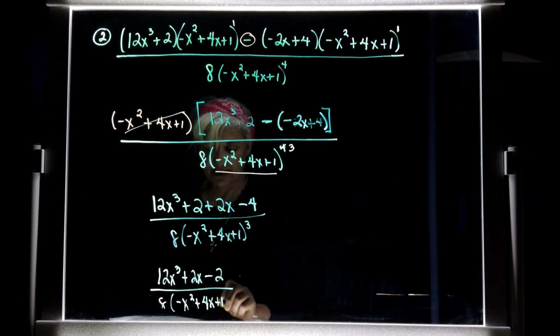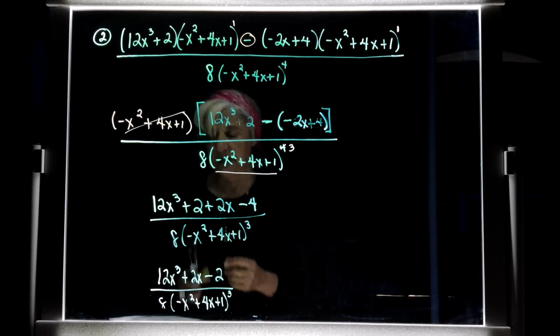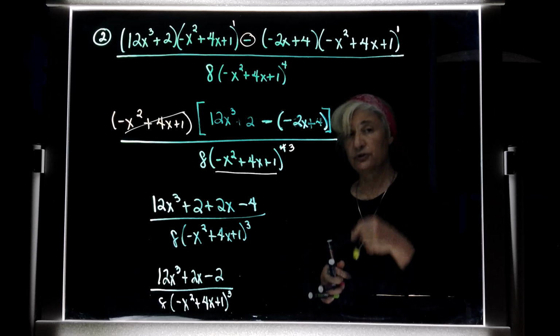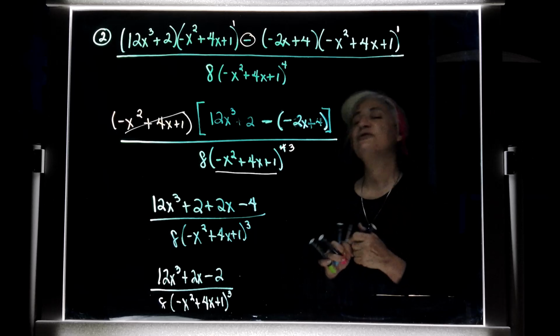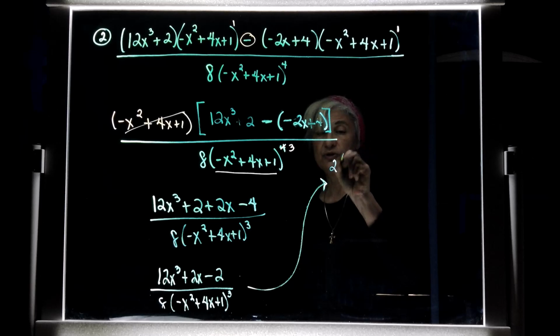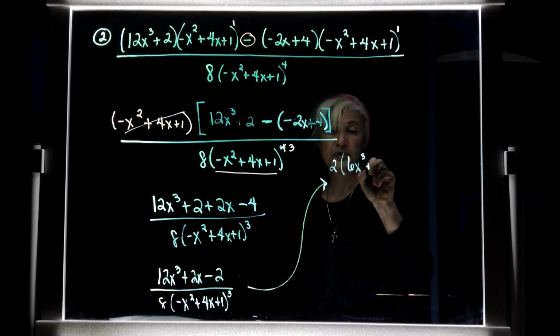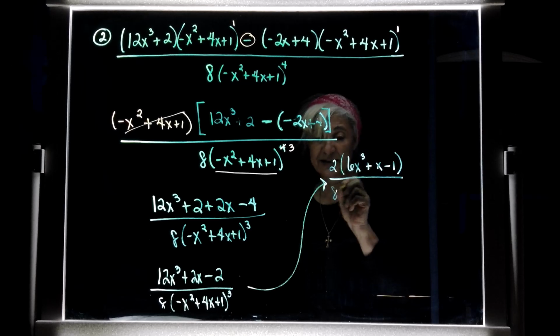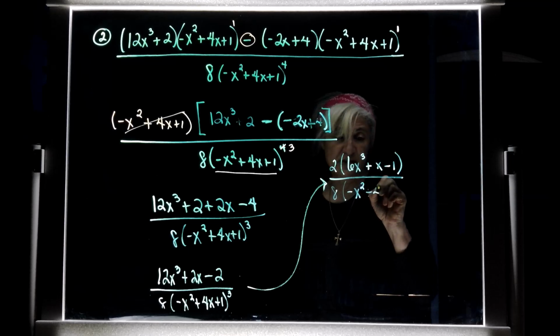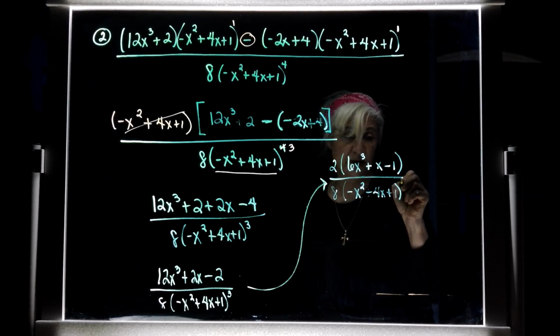And the question we need to ask ourselves is, are we done? Is there any more reducing I can do? What do you think? What did you do on your papers? Some of you said yes, because do you notice in the numerator? You can factor out a 2, can't you? And when you do that, you're left with 6x to the third plus x minus 1. And that's over this 8 times the parenthesis negative x squared plus 4x plus 1 to the power of 3.